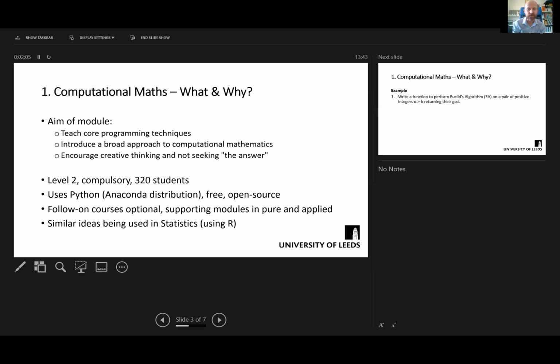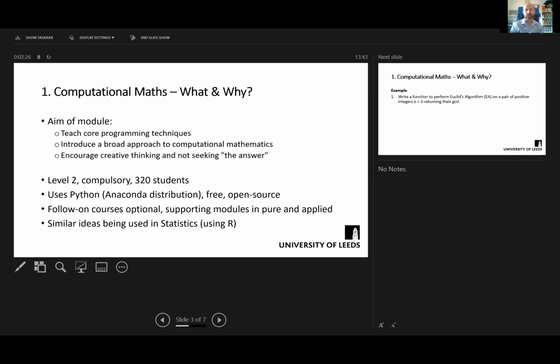So in terms of the logistics of the module, it's a level 2 mathematics module, which is compulsory for all our maths students and optional for lots of joint honours students. So it's a big class of 320 students. We're using Python as the language of choice, essentially because it's free and open source. And I think that is a huge benefit to have made that decision. Now we're going to be teaching it all remotely.